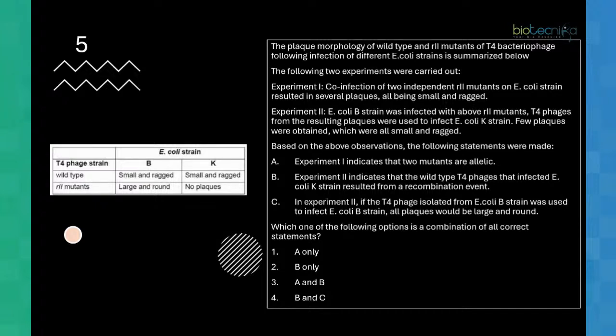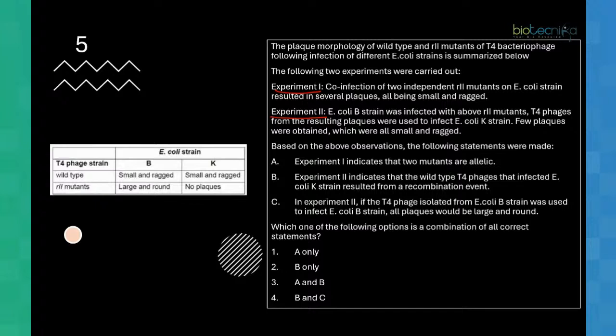So the plaque morphology of wild type and R2 mutants of T4 bacteriophage following infection of different E. coli strains is summarized below. The following two experiments were carried out: experiment 1 and experiment 2. Now, what was experiment 1? Co-infection of two independent R2 mutants on E. coli strain resulted in several plaques, all being small and ragged.